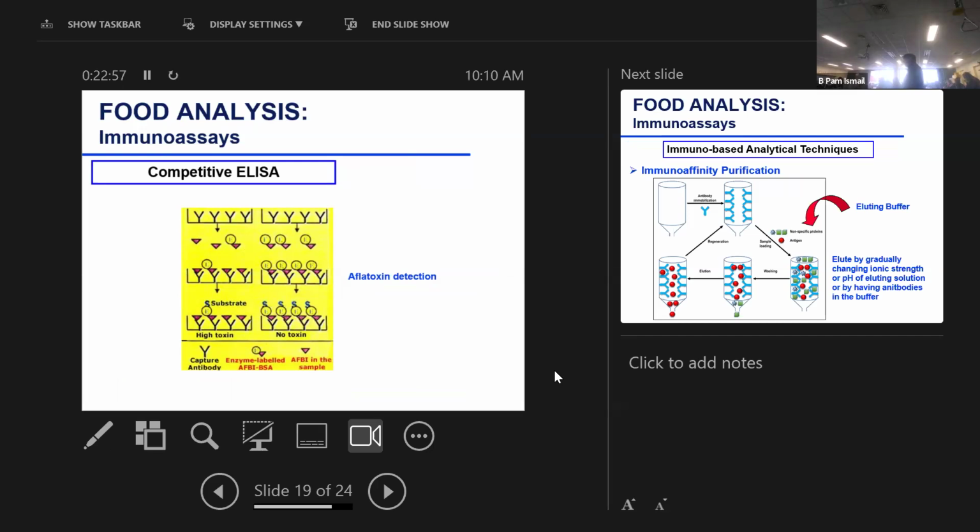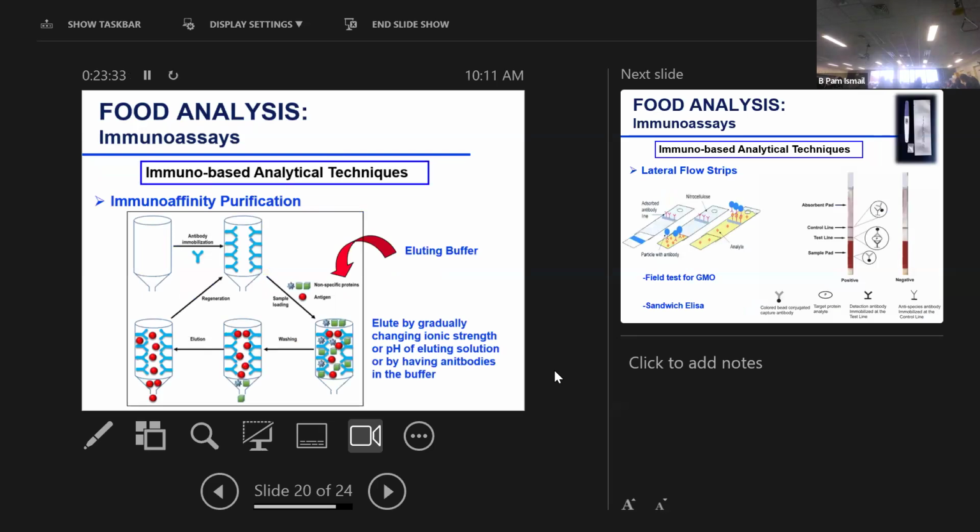So if you have no toxin, no aflatoxin, all of the labeled ones will bind and have really high absorbance. If you have aflatoxin, then more of that free aflatoxin in the sample will bind to the antibody and less labeled ones will bind, so you'll have low absorption. So in comparative ELISA, high absorption means low molecule of interest. Low absorption is high, so it's the opposite. Okay. Are we good? All right.